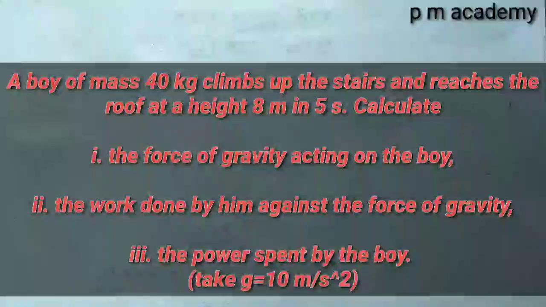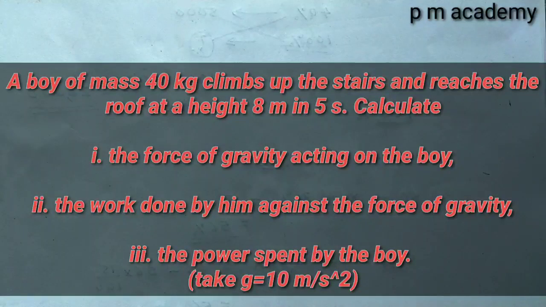We can move to the second question. Question number 2, a boy of mass 40 kg climbs up the stairs and reaches the roof at a height 8 meter in 5 seconds. Question number 1, calculate the force of gravity acting on the boy. Question number 2, the work done by him against the force of gravity. Question number 3, the power spent by the boy. Take G is equal to 10 m s raised to minus 2. A boy of mass 40 kg climbs up the stairs.